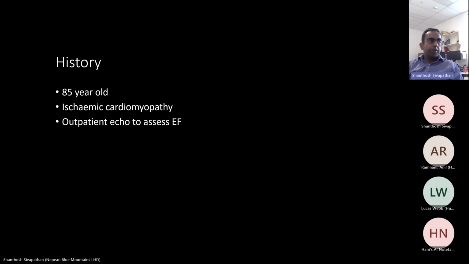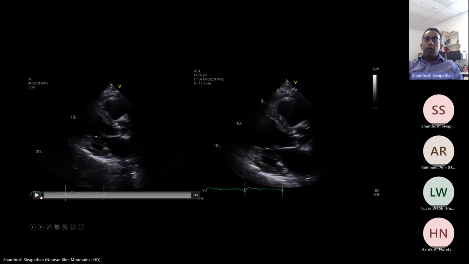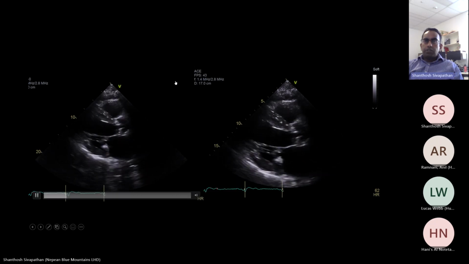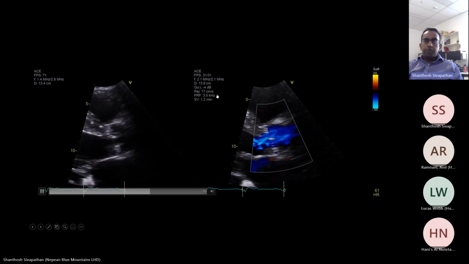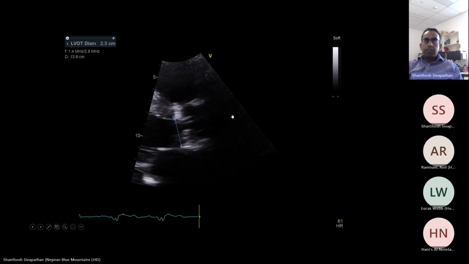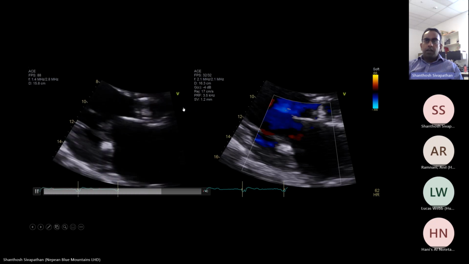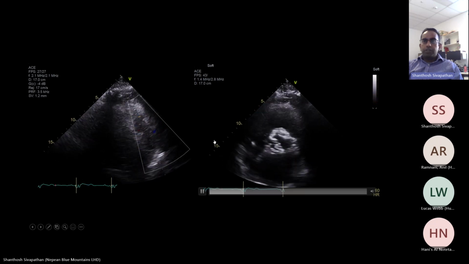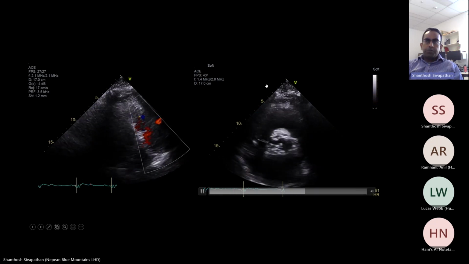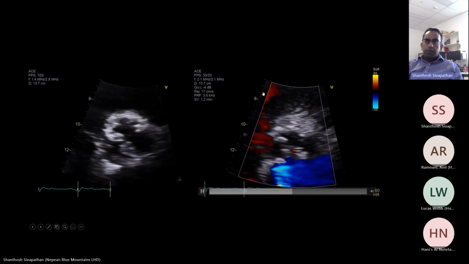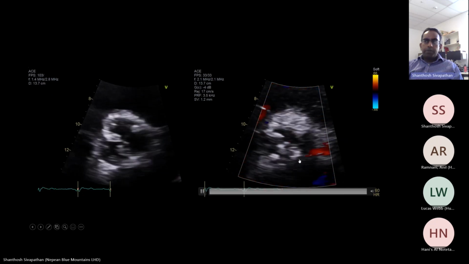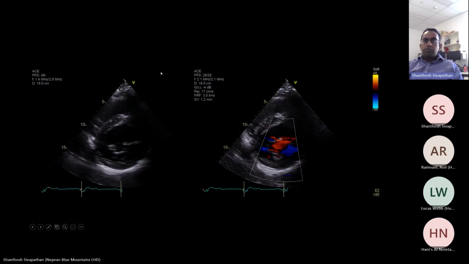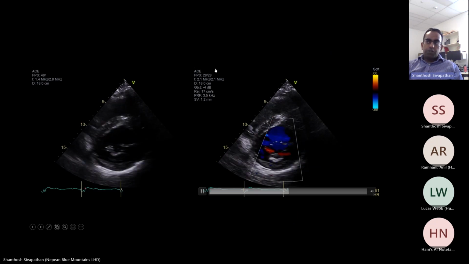85, ischemic cardiomyopathy, outpatient echo. LV's significantly down, aortic valve's not really opening. You've got some LVOT velocity, LVOT diameter is 2.3. Mitral valve, you've got a bit of MR, bit of calcification in the posterior leaflet. The aortic valve is severely restricted in terms of its flow. Going across, and again, there is an opening there, but it looks like it's heavily calcified. RVOT VTI is 16. Again, gross LV dysfunction.